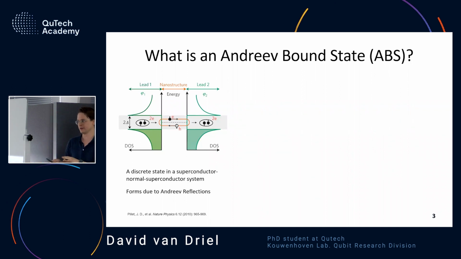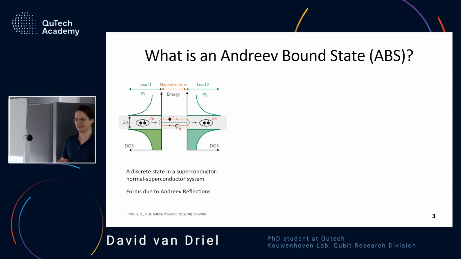I should also say that when you Andreev reflect, you change the total electron count in the nanostructure by 2 electrons. So it also involves the creation or annihilation of a Cooper pair, as you can see indicated by 2e there. So what is an Andreev bound state? It's a discrete state formed in a normal-superconductor system by Andreev reflections.